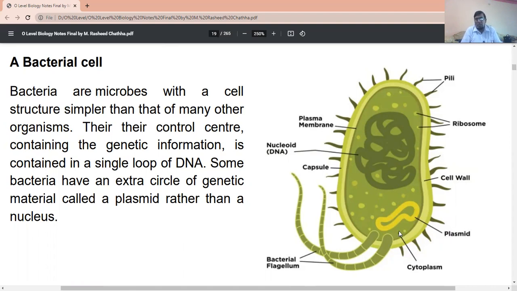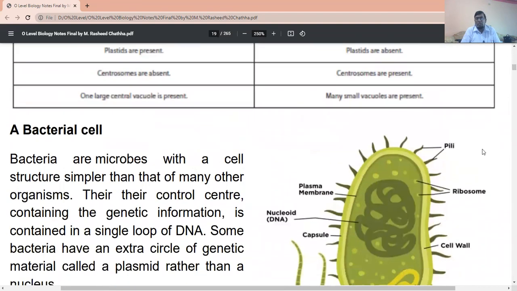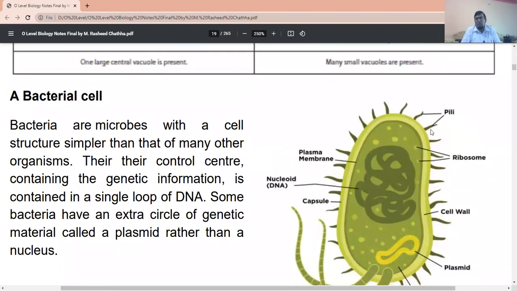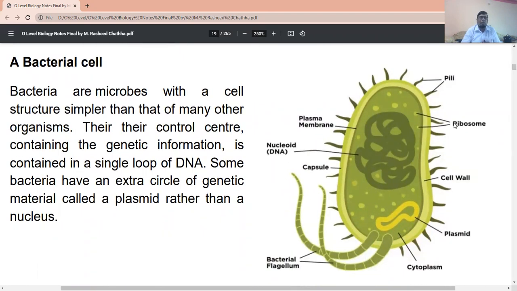The bacteria also contain flagella, which are used for movement of the bacterial cell. And pili are the small structures with the help of which it can be attached with the other bacterial cells for the purpose of conjugation. But we will study later on. Okay, dear students, a bacterial cell. Bacteria are microbes with a cell structure simpler than that of many other organisms.